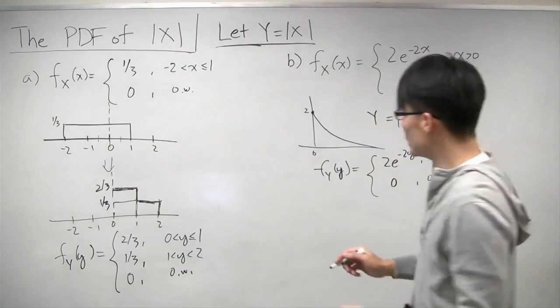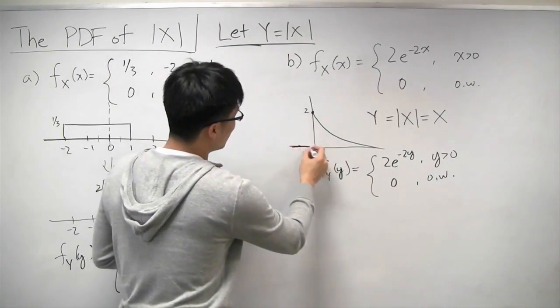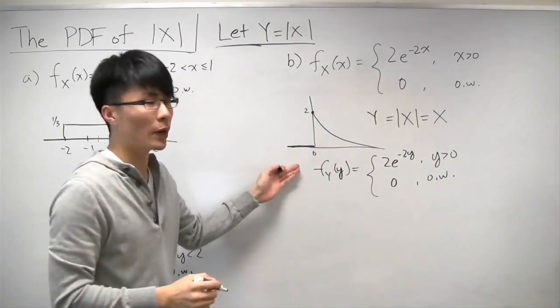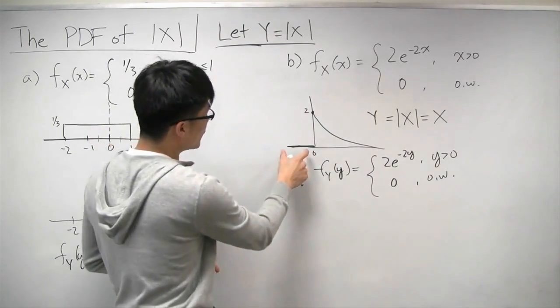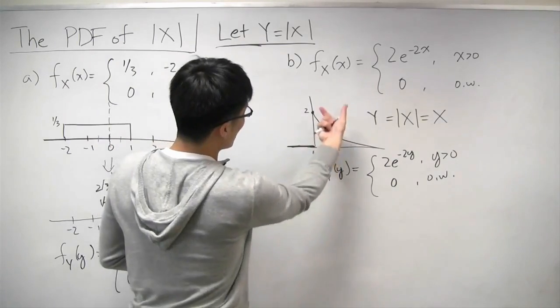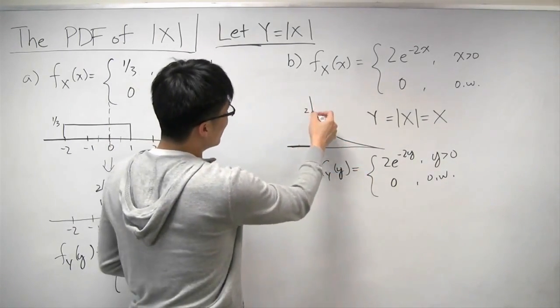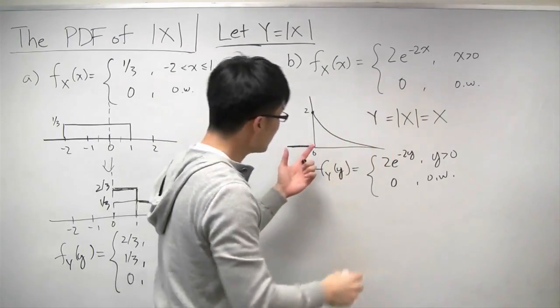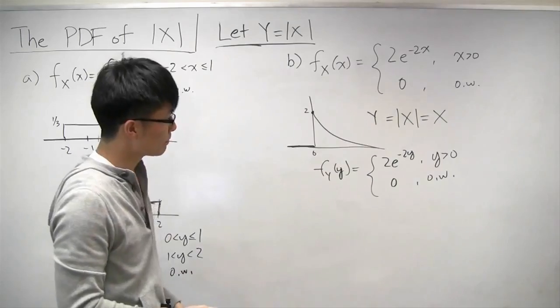Now you can also see this graphically, because to the left of 0, the negative part, there is no PDF. The PDF is 0. And so if you were to take this, flip it over and drop it on top, you wouldn't get anything, right? Because there's nothing there. And so the entire PDF, even after you take the absolute value, is just the original one.